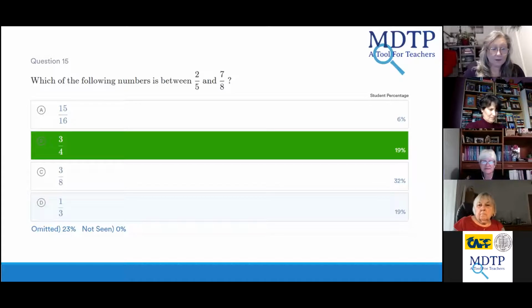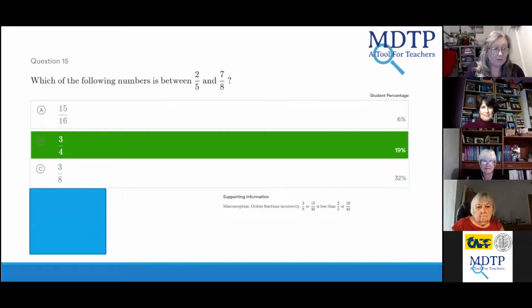So let's take a look at the actual item. When you click on option C, you'll notice that there's supporting information over there to the right. It gives us an idea of what students did wrong. What is it about that item that made them do that? Maybe they just ordered the fractions incorrectly. They correctly identified an equivalent fraction, but then they did not actually compare the 3/8 to the 7/8.